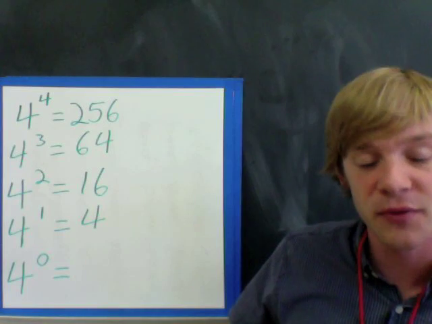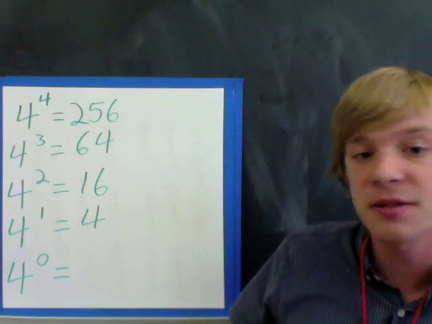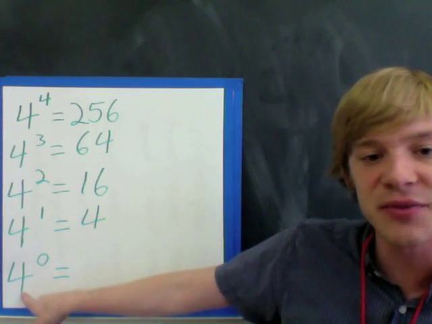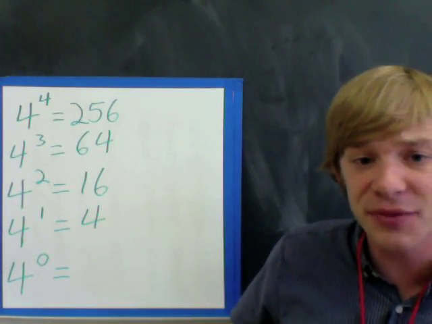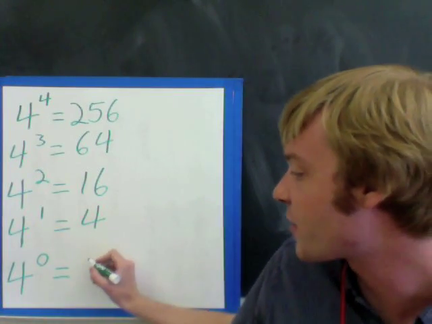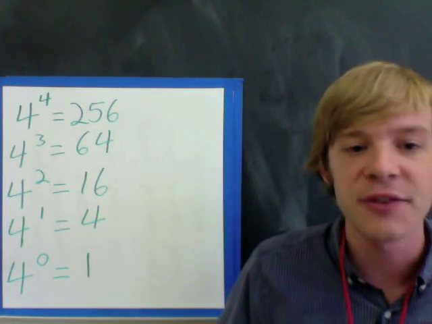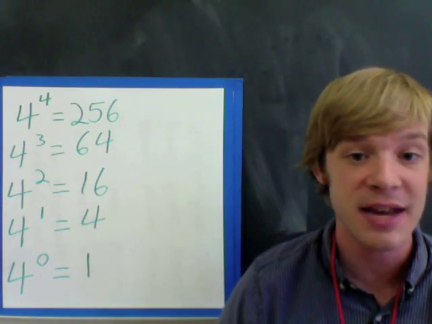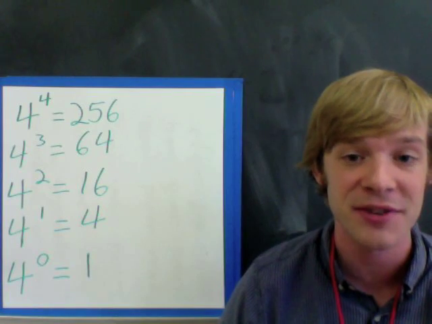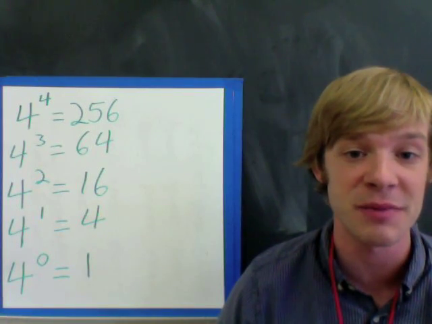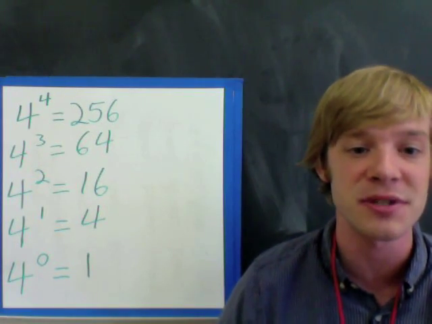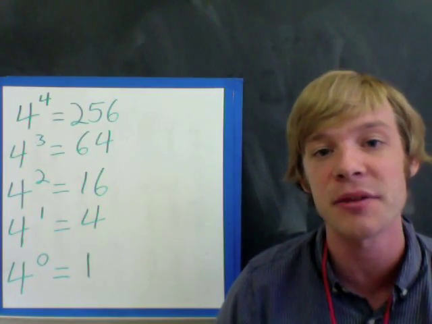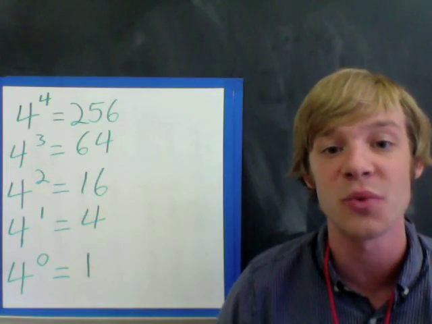If you follow this pattern, you should find that you get 1 here, because 4 divided by our base of 4, well, anything divided by itself is just 1. So we end up with a 1 right here. And in fact, any number to the power of 0 is going to be 1. If I have 7 to the power of 0, it's going to be 1. If I have 20 to the power of 0, it's going to be 1. If I have 700,000 to the power of 0, it's still going to be 1. So no matter what, you always know that anything to the power of 0 is always 1.